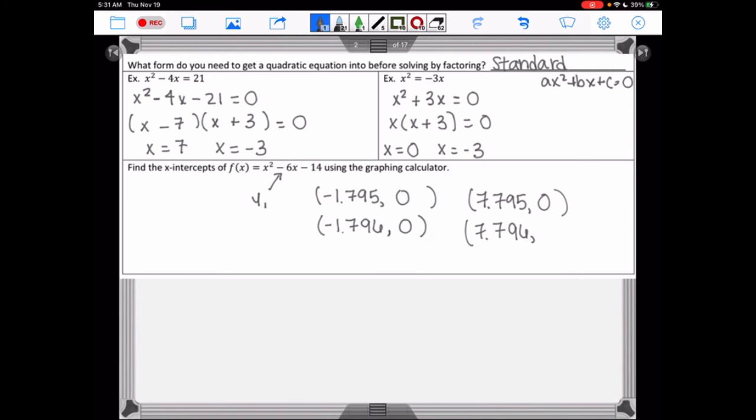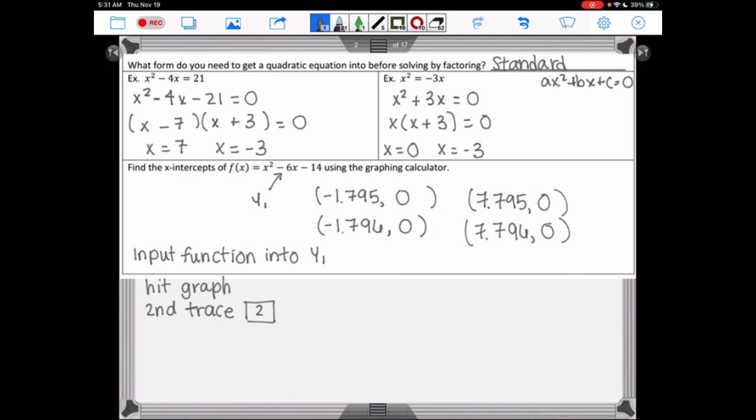Okay, so interestingly, these gave me the same decimal values. That's not always going to be the case. Let's go ahead and write down the steps. So we're going to input the function into the y1. And then once you're on the graph, you're going to do second, trace, and option 2.